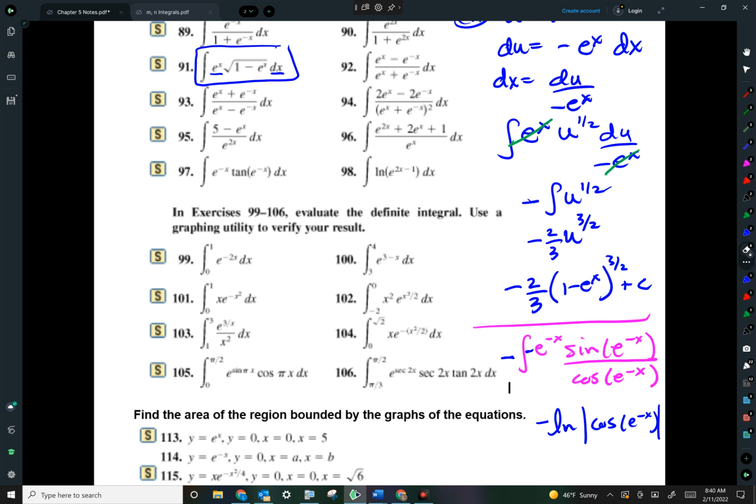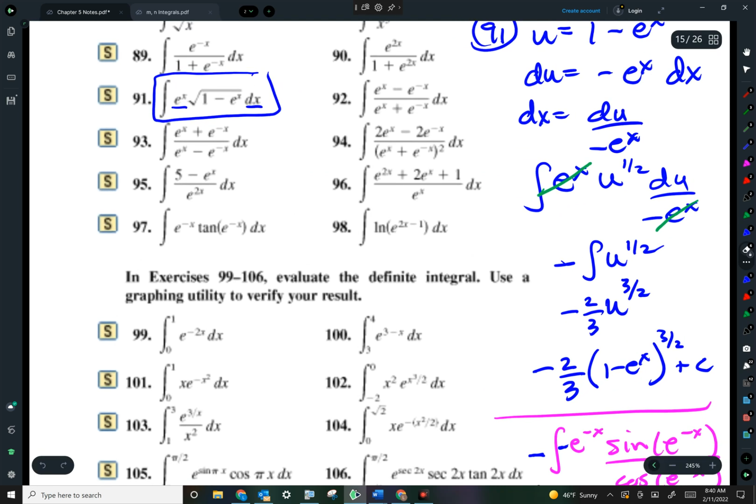When you look at 95, I might let u equal 2x. The reason I probably wouldn't is because I notice on top there's an e to the x, and on bottom there's an e to the 2x. I have two different exponents. So even though I might be able to change the bottom to be e to the u, what would that end up doing to the top? Do you see what I'm saying? Whenever I have different exponents, it's not very smart to let u equal the exponent.